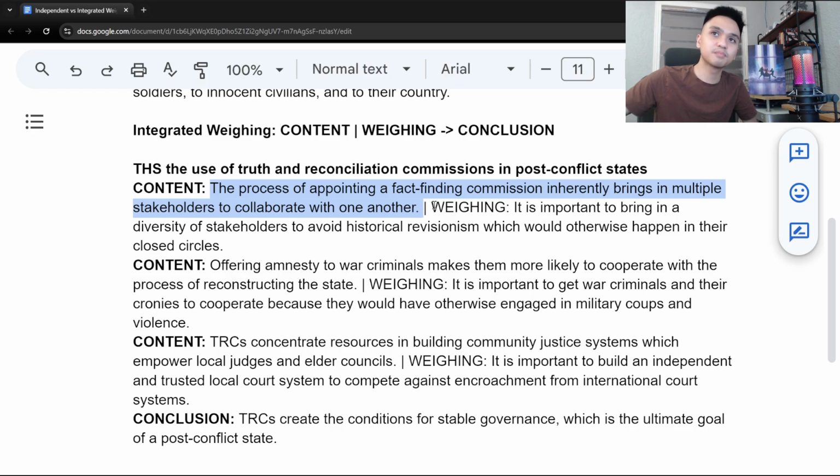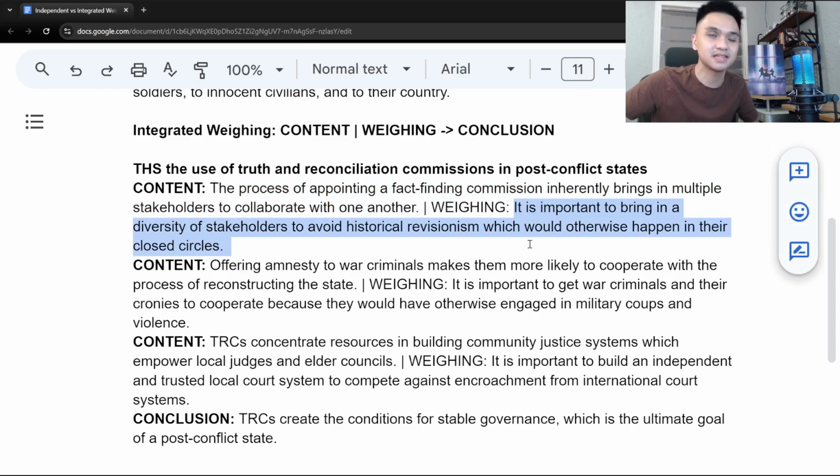Number one, the process of a fact-finding commission inherently brings in multiple stakeholders to collaborate with one another. And the weighing for this mechanism is, it is important to bring in a diversity of stakeholders to avoid historical revisionism in a very controlled platform, because otherwise this revisionism, this indoctrination, or this misinformation would have happened if they relied on their closed circles and people didn't understand the underlying facts of the genocide, the facts of what happened in the conflict. And so that is why, you could argue why that's bad in opposition, but it's still going to be unstable. You don't have to go too deep into that, as long as you've explained at this point that, yeah, you know what?